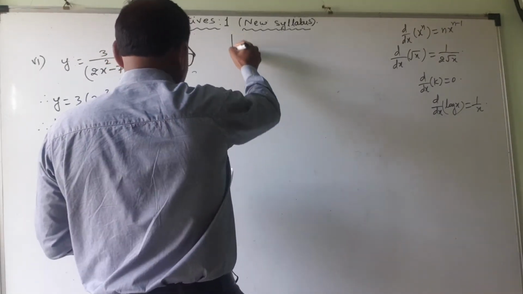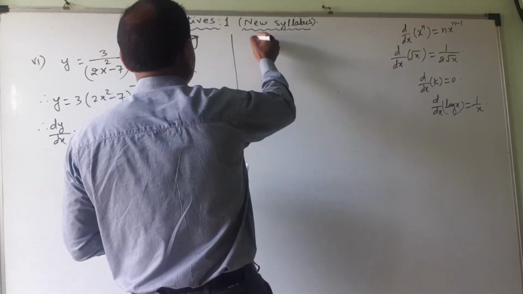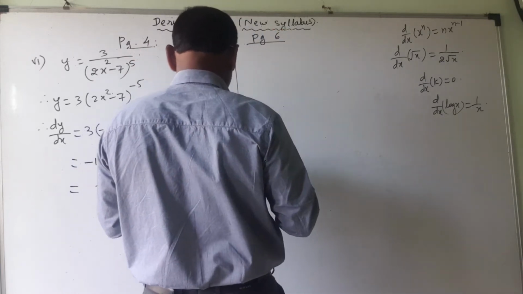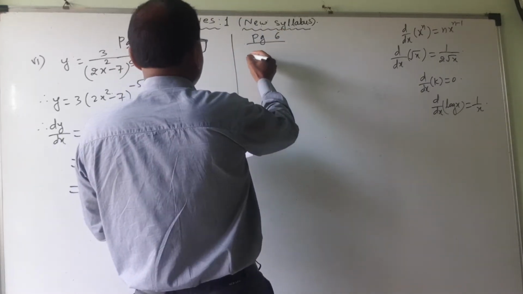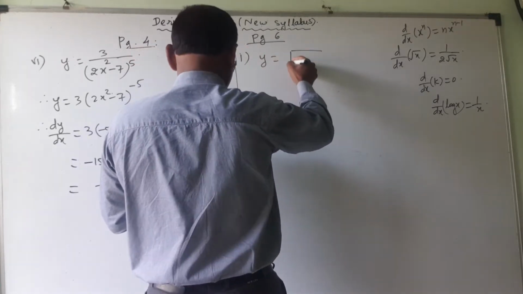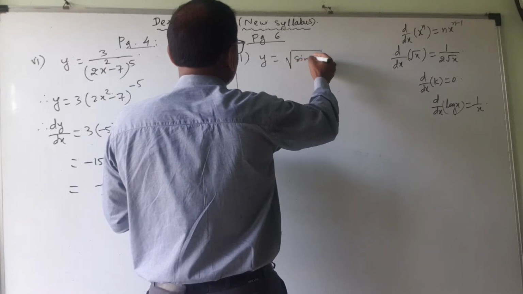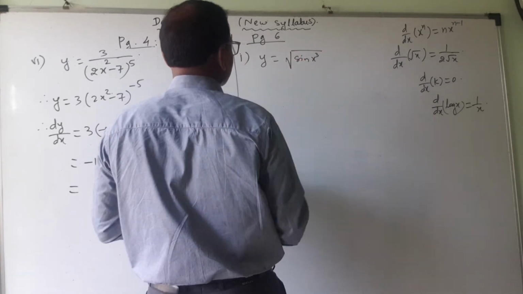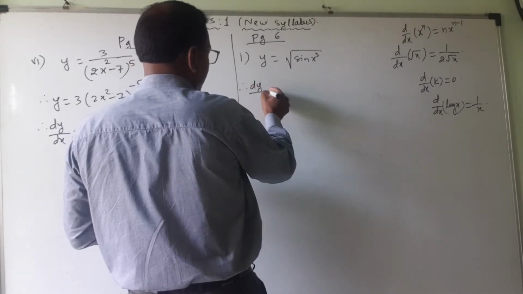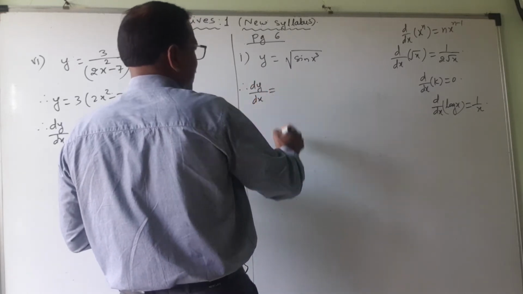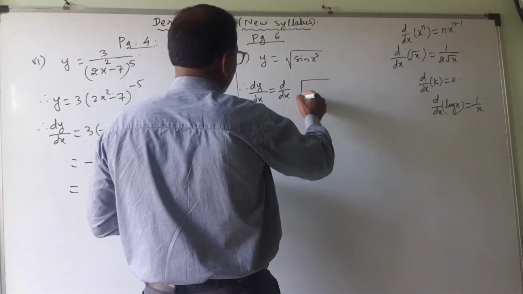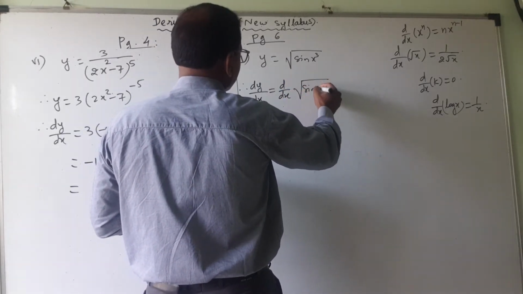Now page number 6. On that, the first one, y is equal to under root of sine x cube. Therefore, directly I will take the derivative: dy by dx is equal to d by dx of under root sine of x cube.